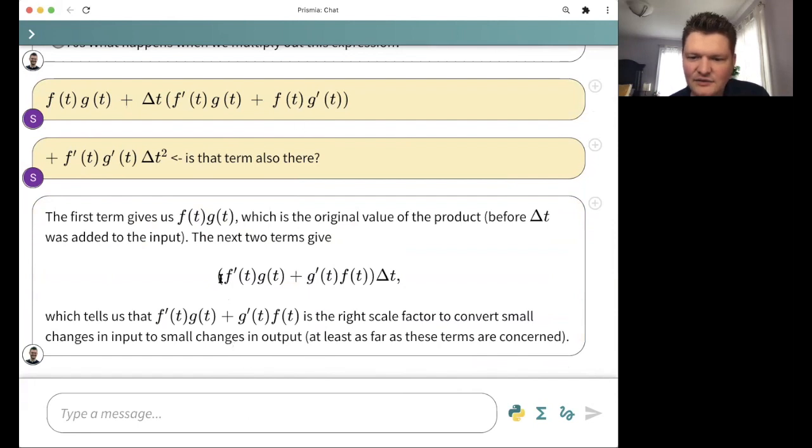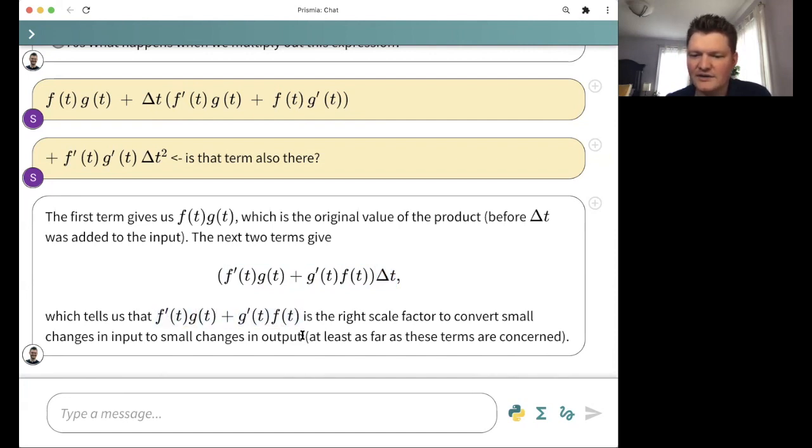And then the next two terms give f prime g plus g prime f times delta t. And so that's telling us that as far as these terms are concerned, we'll think about this other one later, but as far as these terms are concerned, this stuff in parentheses is the scale factor that you need to multiply delta t by in order to get the resulting change in the product function f times g. So this is already, if you remember the product rule from calculus class, this is where the product rule comes from.